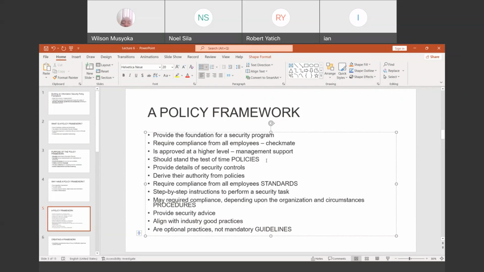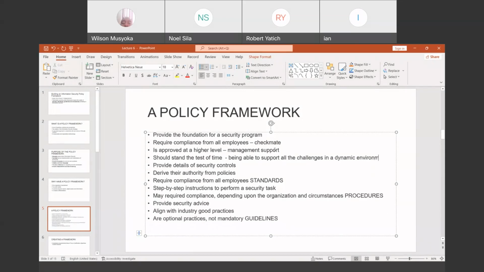Then it should stand the test of time. So when we talk about the test of time, meaning that it needs to have been checked, it needs to be able to support all the challenges. Like we have said, technology is going to be dynamic, and so you need to be able to provide that kind of support.